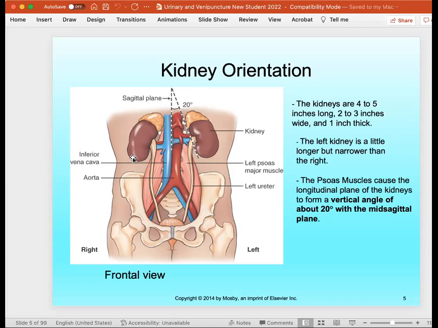And this is due to the longitudinal plane of the psoas muscles. The psoas muscles are here, they come out at a 20-degree angle, and that is why the kidneys also follow along the long aspect of the psoas muscle. So that's what's causing the 20-degree angulation from the mid-sagittal plane: the psoas muscles.